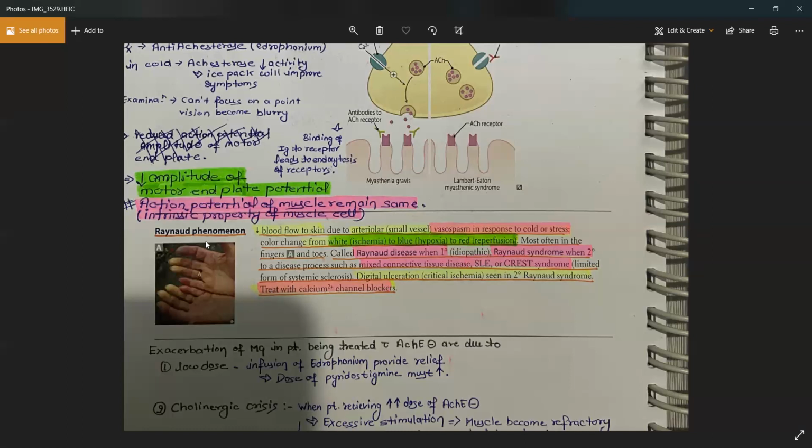Any doubt on that Raynaud's phenomena? No, thank you.